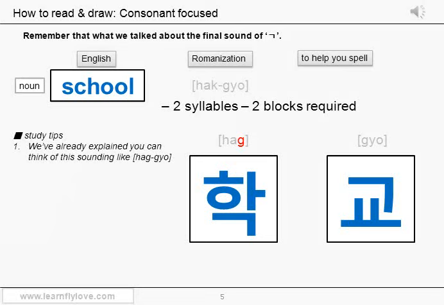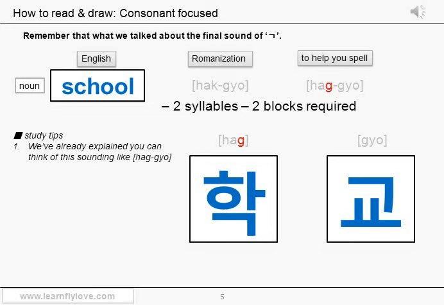Let's check out the next word, school. Let's see the romanization on the right. H-A-K, hak. G-Y-O, kyo. It's a two-syllable word. And let's see the other romanization to help you spell correctly. There is a G here, so you can tell the gu sound is used as a final.